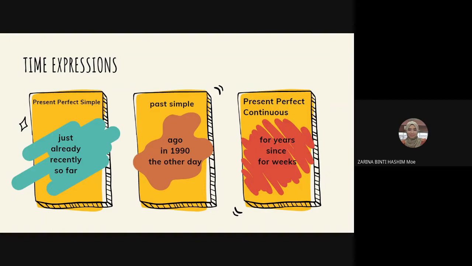What is the word? Yes, very good. While. Yes, while. Okay. While he was skiing. While semasa dia bermain ski. While he was skiing. Yes.